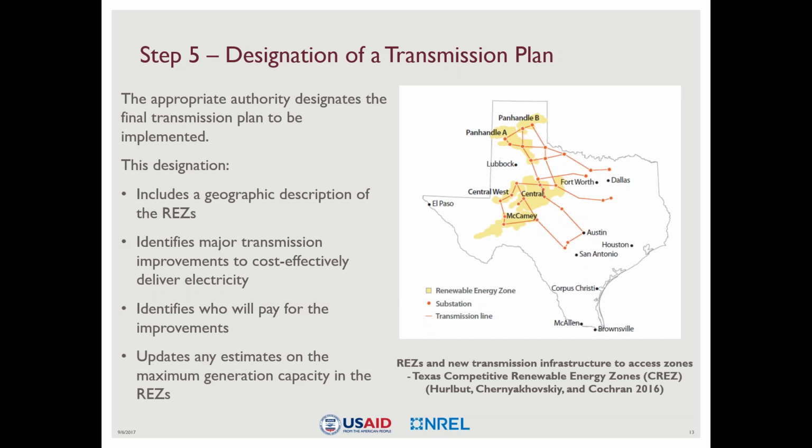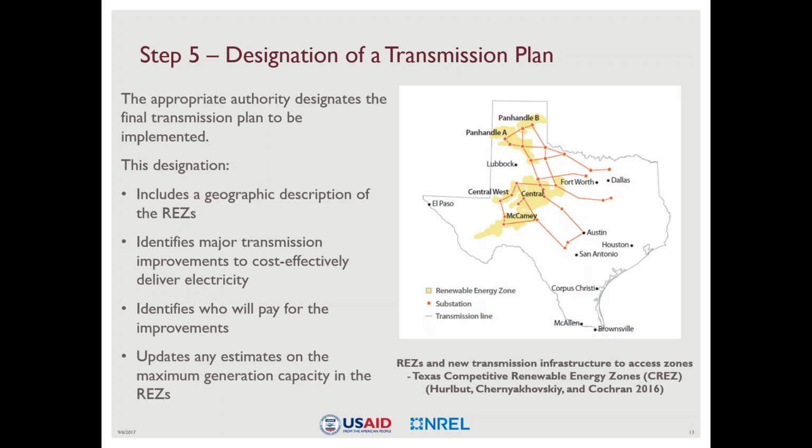So where are these zones located? What resources are contained in them? And what generation can we have from these zones? This designation also identifies those major transmission system improvements that would allow cost-effective delivery of this electricity to load. It would also identify who would pay for these improvements.